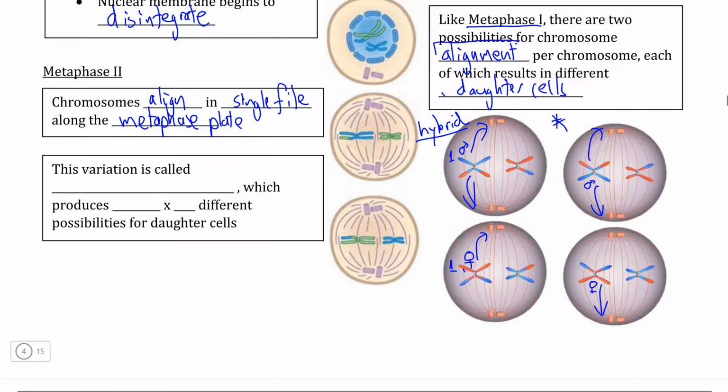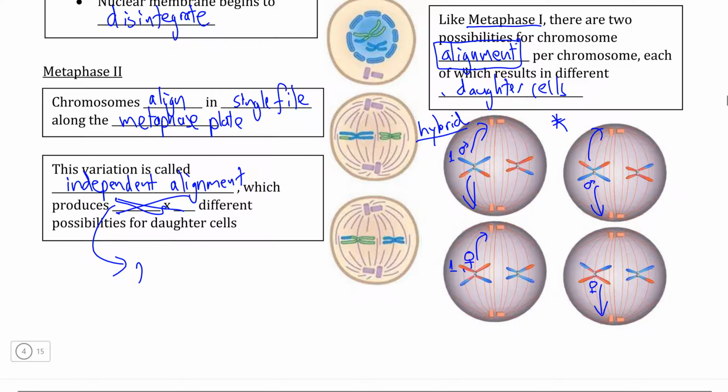Now, the reason why we use alignment rather than assortment is, remember that we're not pairing in a double file line. We're not deciding which homologue goes in which direction. We're deciding which copy is moved to which daughter cell, which is why we refer to this process here as what we call independent alignment. And independent alignment is going to decide which copy of each chromosome is going to be pulled to which daughter cell. And of course, the same possibility exists.